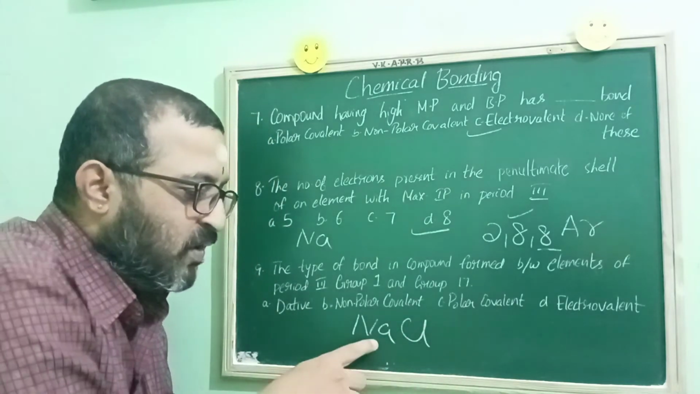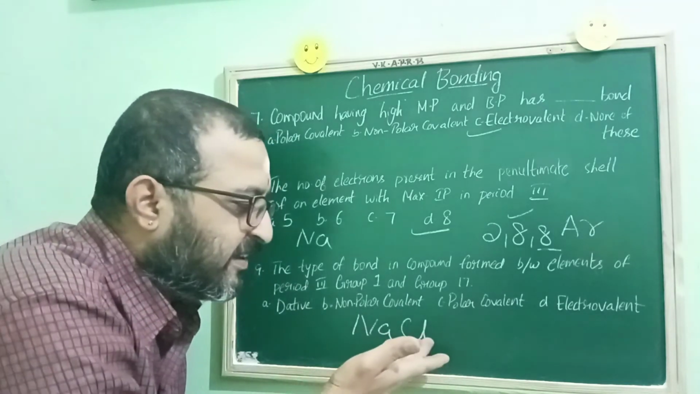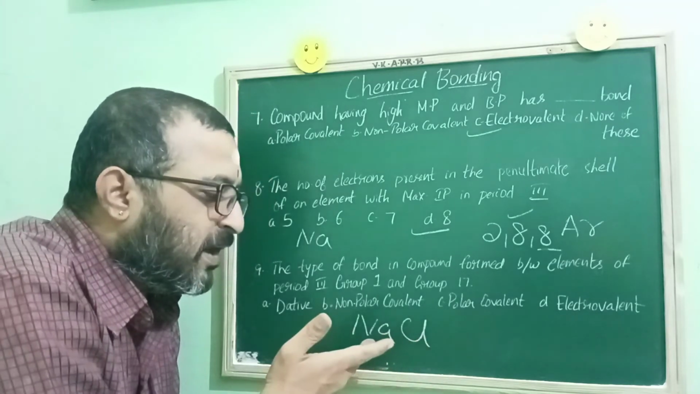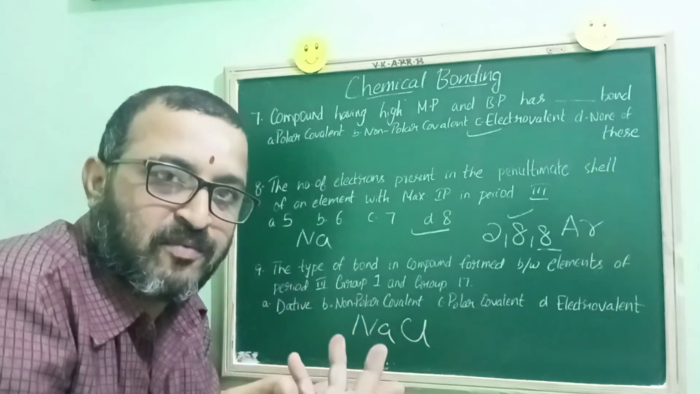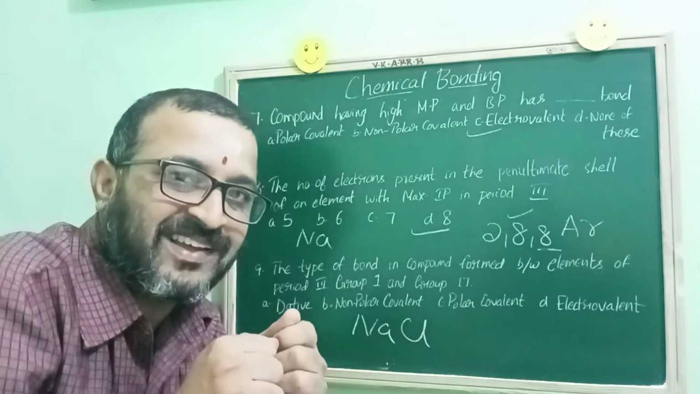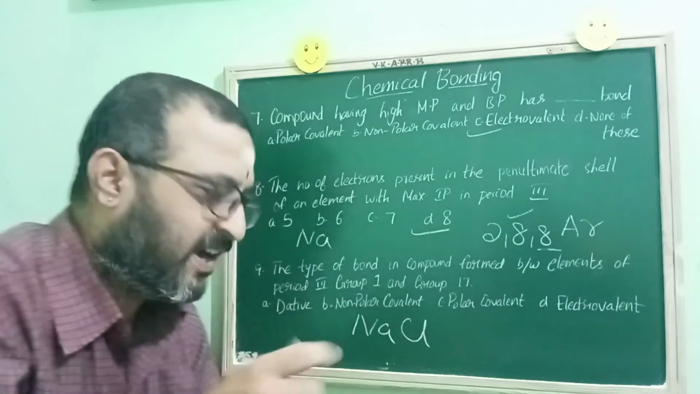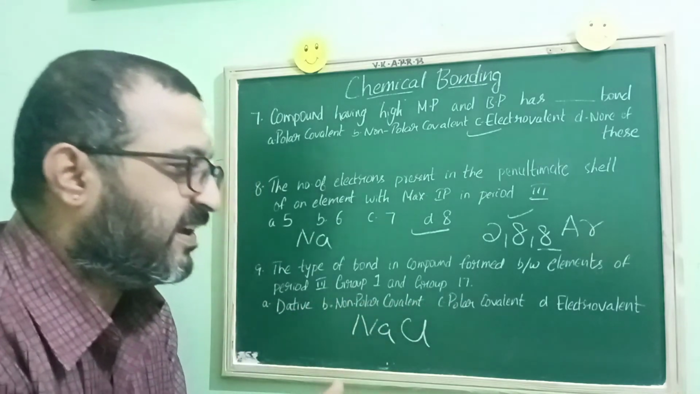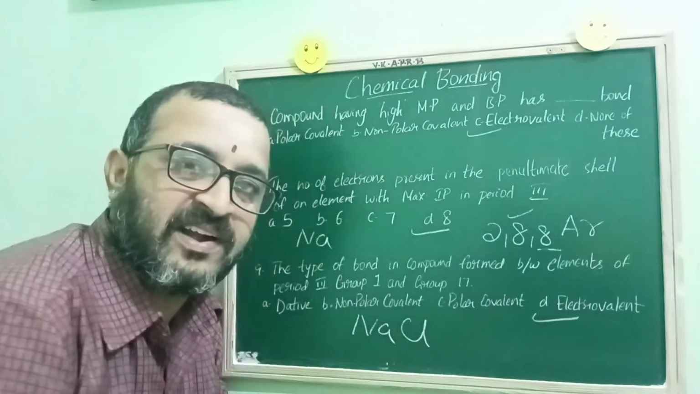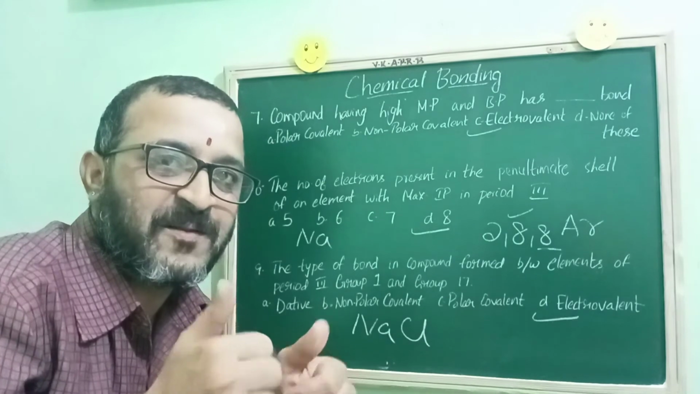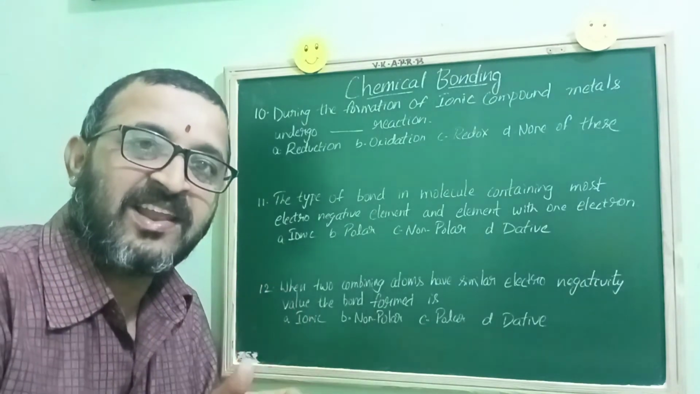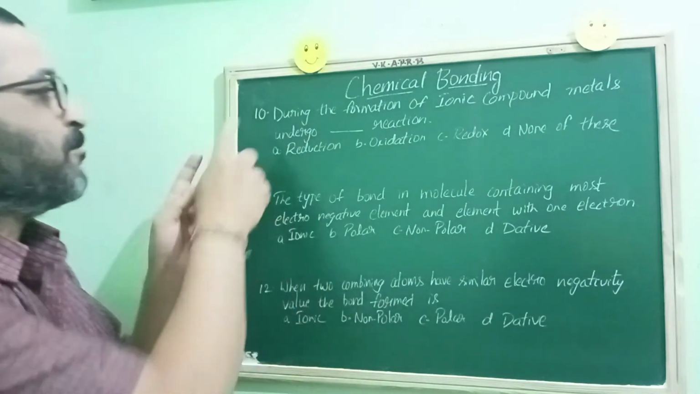Chlorine. Now we all know that Na is a metal and Cl is a non-metal. Between a metal and a non-metal, the type of bond what you can expect is what, children? Yes, you are right. Ionic or electrovalent. Do we have that option here? Yes, it is option D. Is it clear, children?